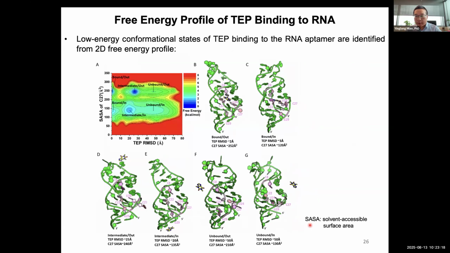Then we can calculate its SASA, solvent accessible surface area. We'll take this as one of the reaction coordinates. We can also take the ligand RMSD as another reaction coordinate. And then from the free energy profile, we can figure out a number of low energy states. These would include the bound state of the ligand, intermediates, and also unbound. We have the in and out for C27, the nucleotide conformations. And you can check out these pictures for the different conformational states.